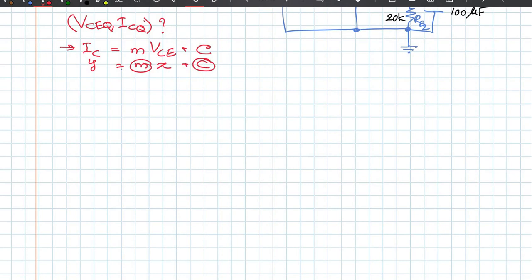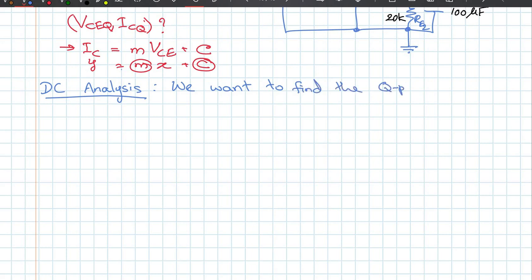let's get started here. Initially what we are going to do is the DC analysis. In this, we want to find the Q point. In other words, we want to find VCE and IC at the Q point, VCEQ, ICQ.